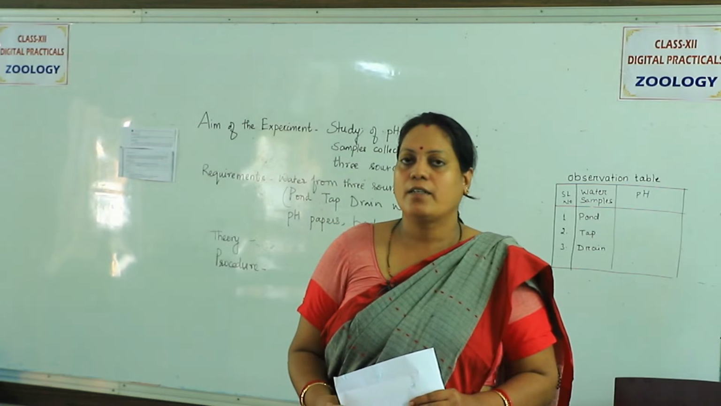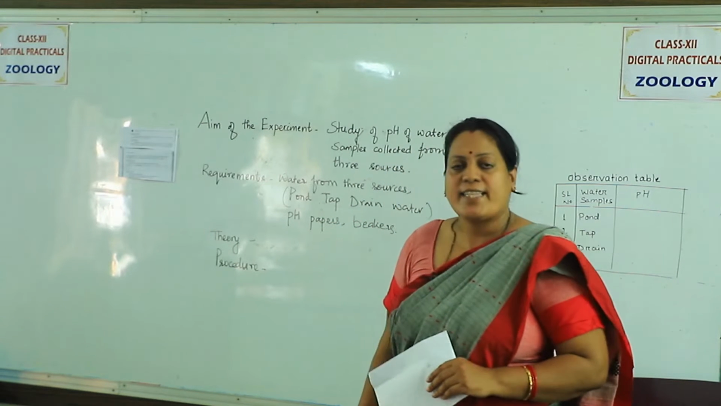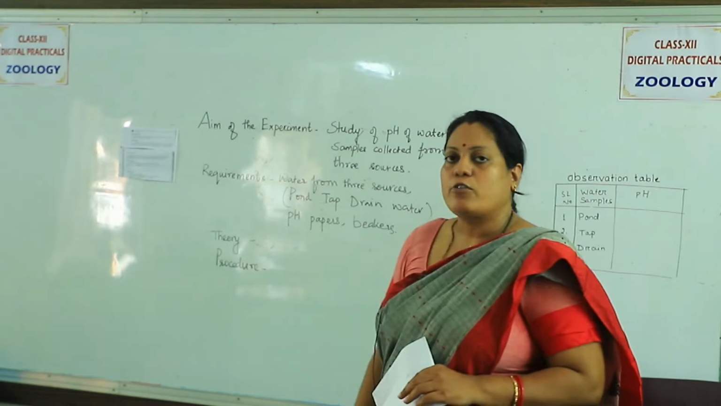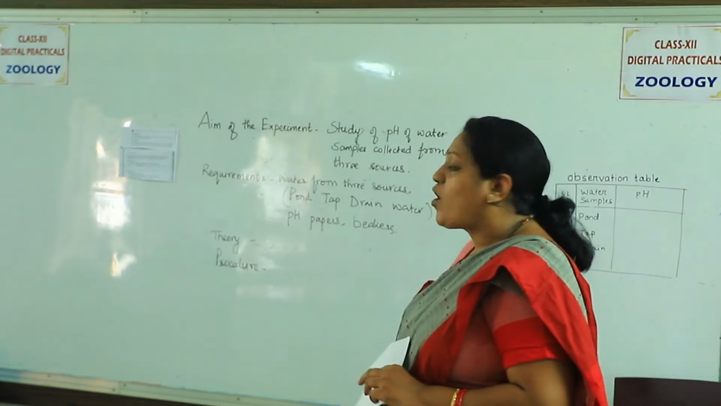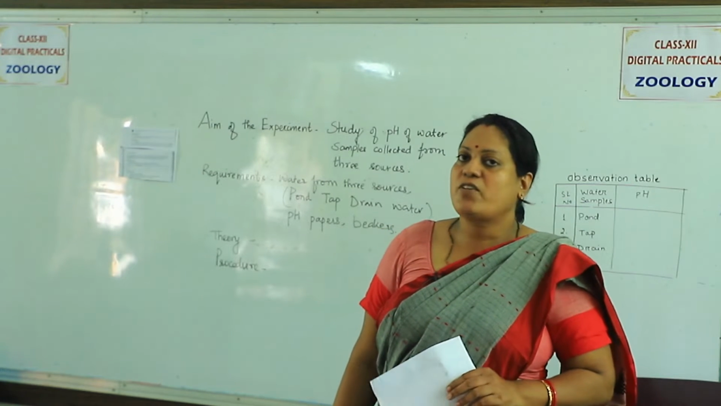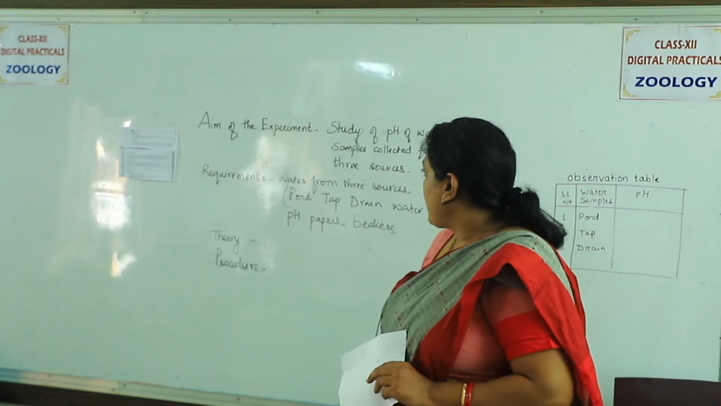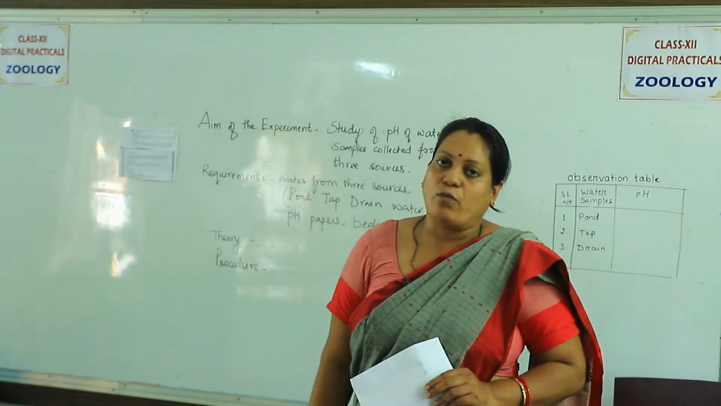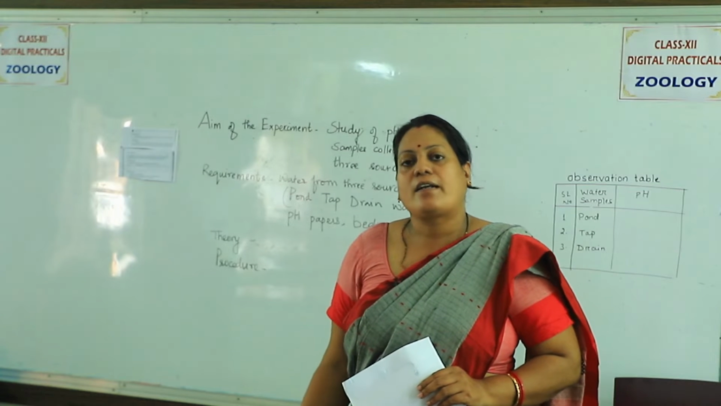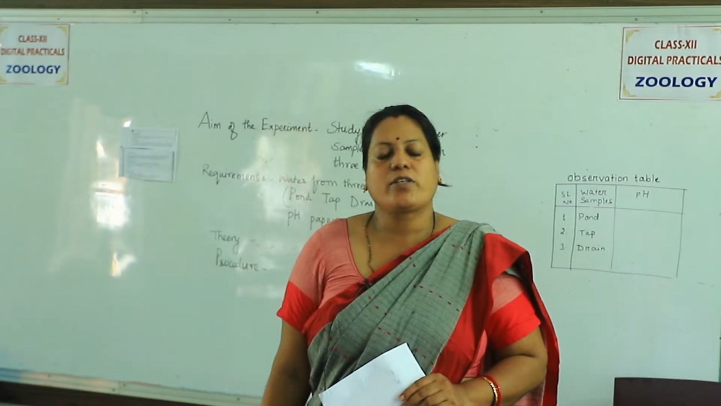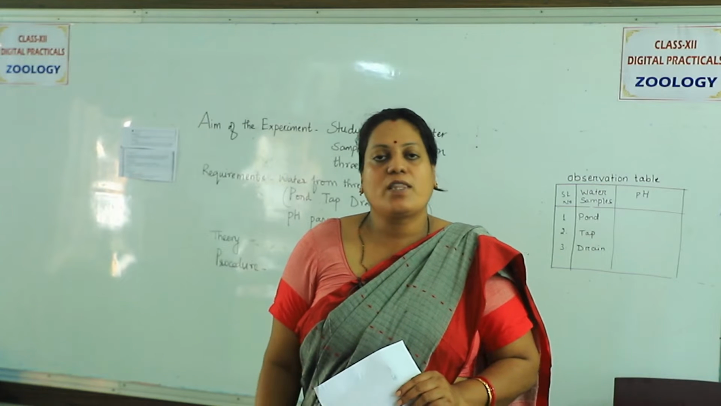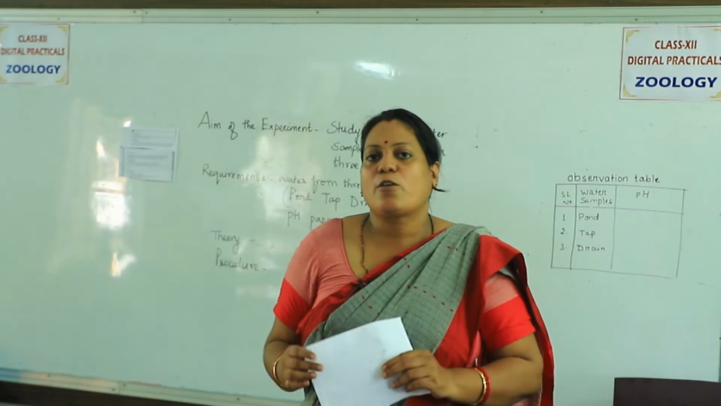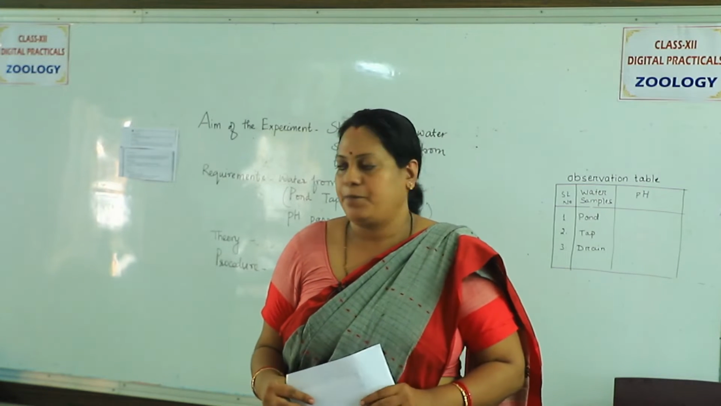Welcome students. Now we will come to another experiment. The aim of the experiment is to study the pH of water samples collected from three sources of water. Here we have collected water from three sources: pond water, tap water and drain water. And we will be finding out their pH with the help of universal pH papers, comparing it with the reference pH scale, which is from 1 to 14.